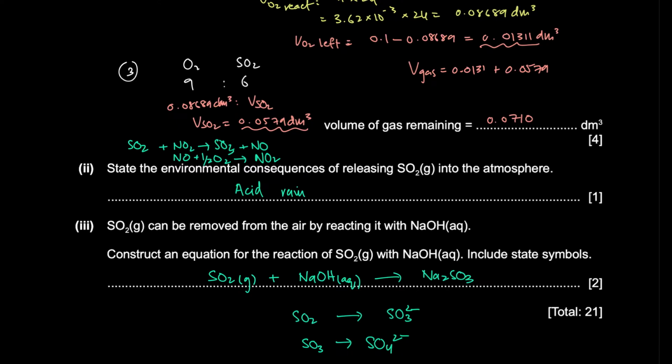And if you guys remember, sulfur dioxide is an acidic gas. It's an acidic oxide, so it will also neutralize sodium hydroxide. We're going to produce salt and water. The salt is aqueous, and water is obviously a liquid. And for this, you're going to need 2 moles of NaOH.